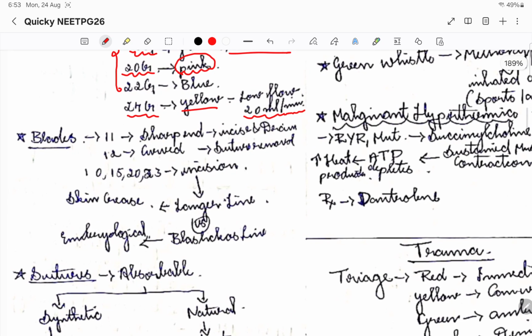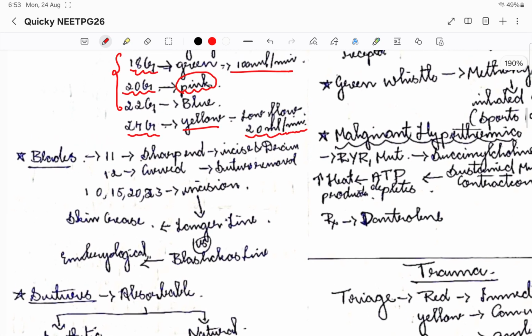Then coming to blades that we use in our surgeries. Remember, 11 blade is sharp ended. We used to use it for incising and draining. For draining some abscess or something, we used to nick it, right? After nicking, the pus used to come out. This is the 11 blade that we use.